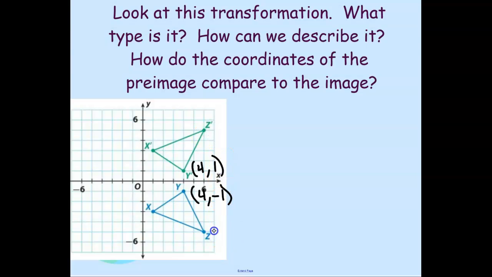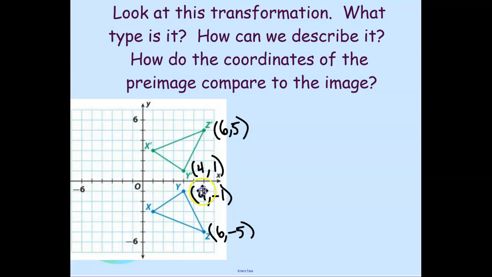Let's look at z. So z is sitting at 6, comma, -5. Z prime is also sitting at 6, but instead of -5, it's sitting at +5. So what happened here? It's not like we added 2 and we added 10. Like we want the same thing to happen. So let's not say that.